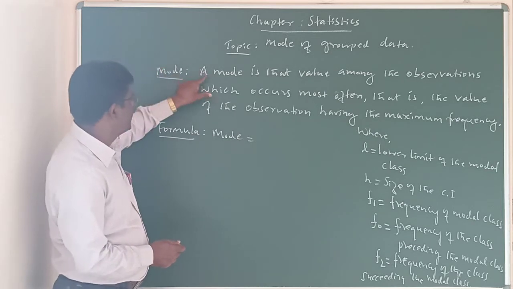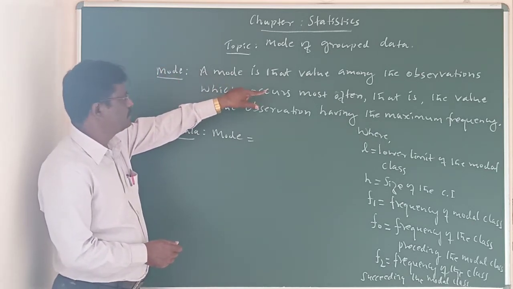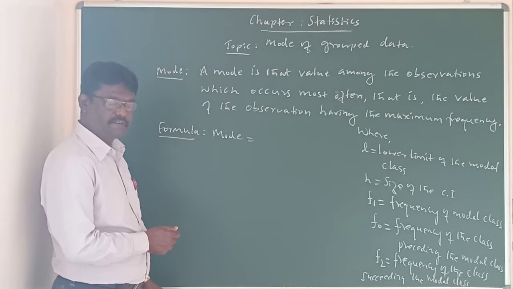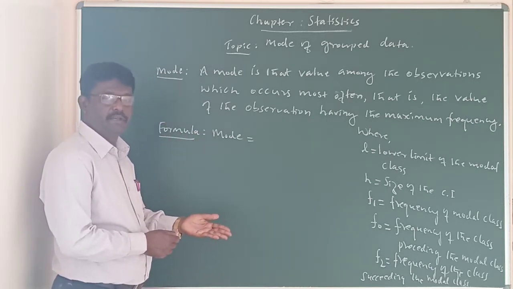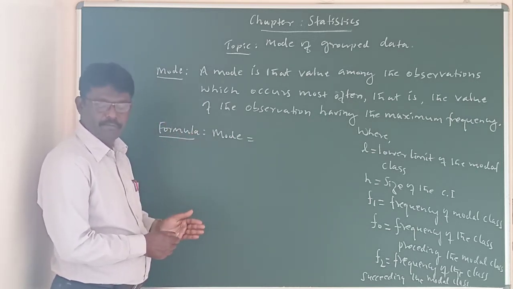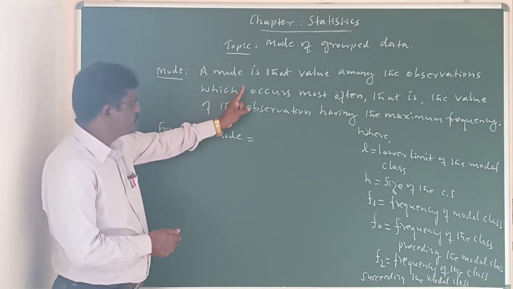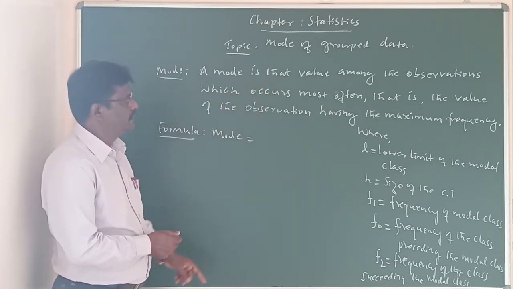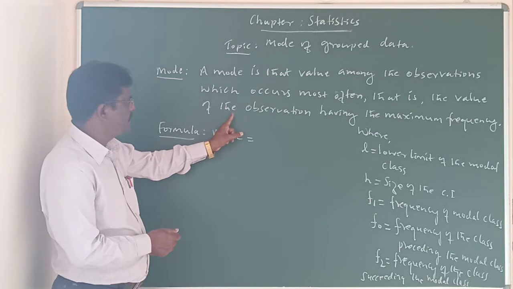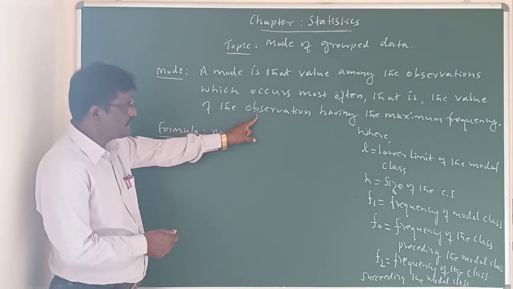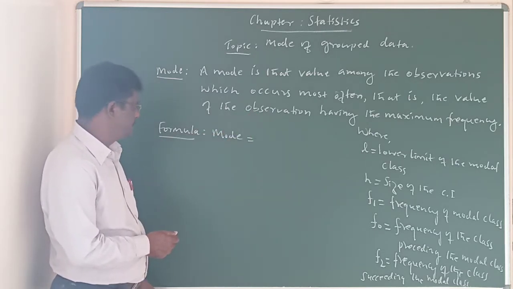Therefore, a mode is that value among the observations, maybe marks, maybe runs scored by a batsman, which occurs most often. That is the value of the observation having the maximum frequency.